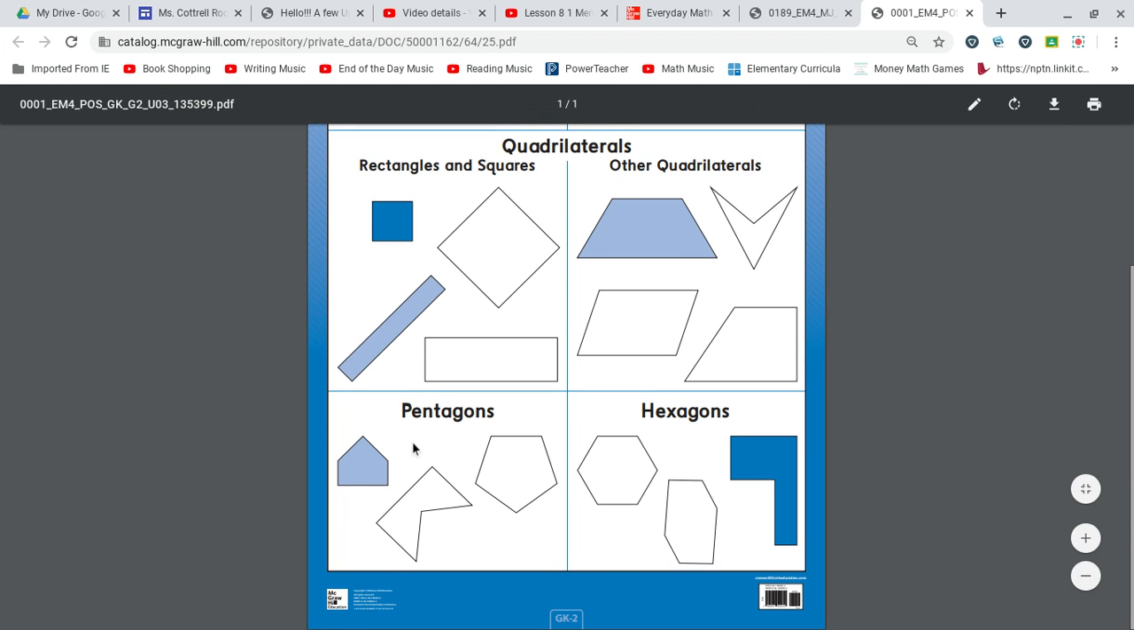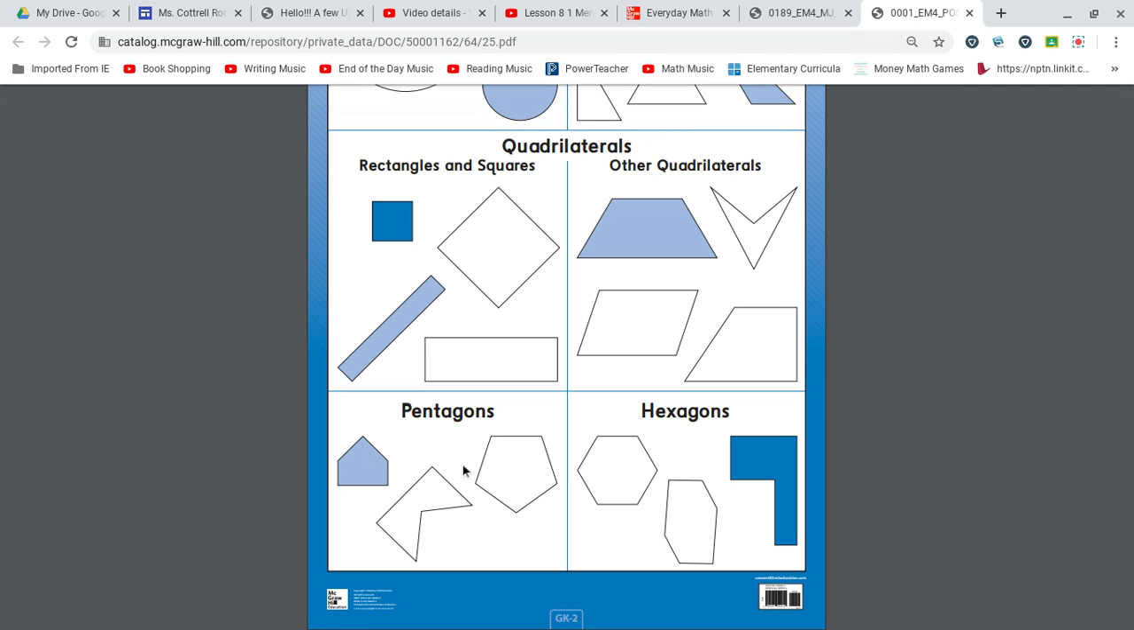We've got our pentagons down here. It can look like this, can look like this, and it even can look like this. And then a hexagon. It does not have to be a perfect shape. It can be any shape that has six sides. A pentagon is any shape that has five sides. If it is made up of straight lines, the lines are connected, right? It can become whatever shape matches the amount of sides that it has, right?